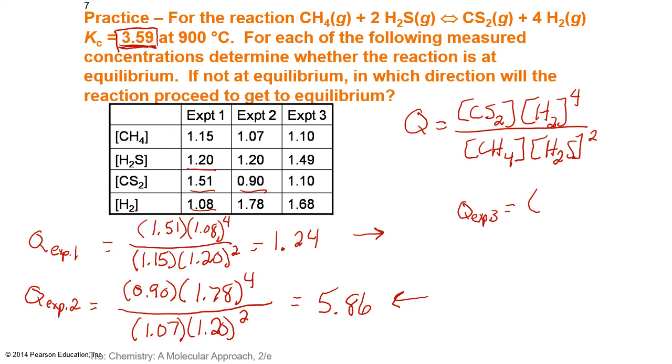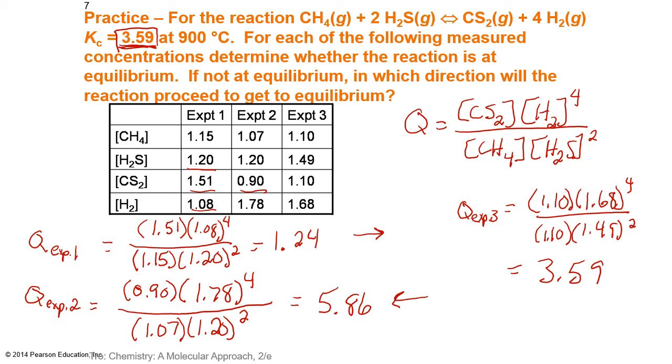If we look at experiment 3, and substitute in our values, we square that. Our experiment 3 is equal to 3.59, which is our Kc, so we are at equilibrium.